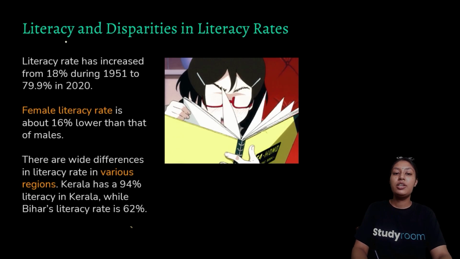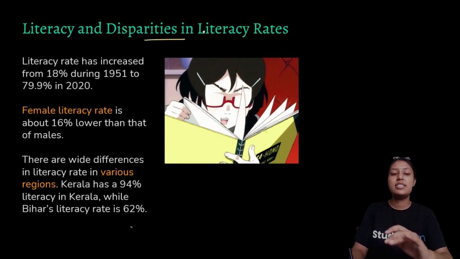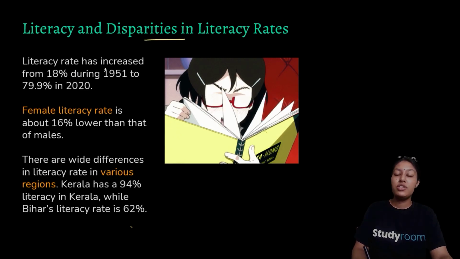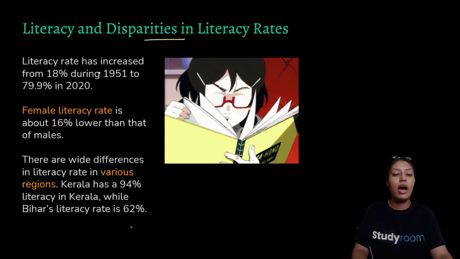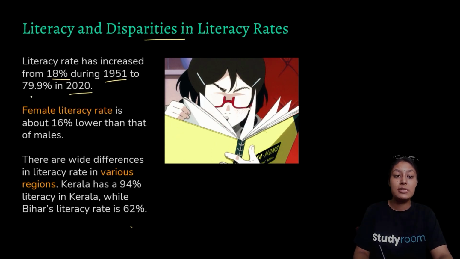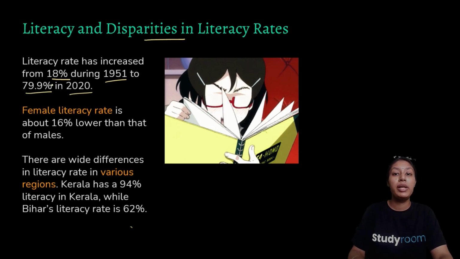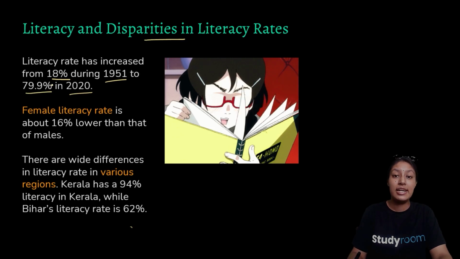Next point, literacy and disparities in literacy rates. There are disparities in literacy rates. Let's understand how. Literacy rate has obviously increased. It was just 18% during 1951, and in the 2020 data, it is 79.9%. It means more people are being educated. People are now understanding the importance of education and sending their kids to school.